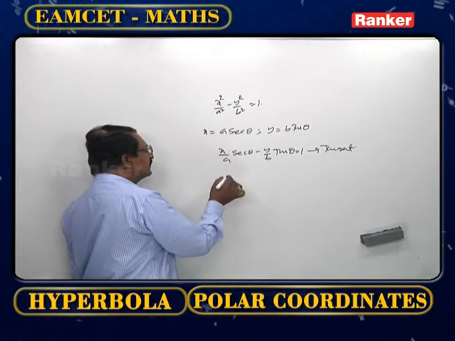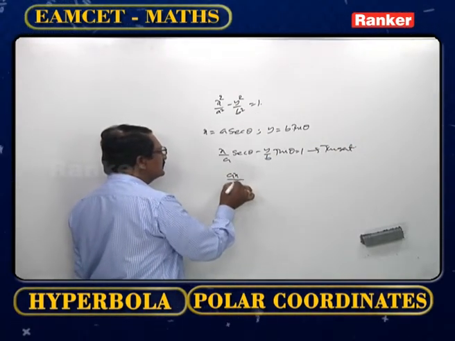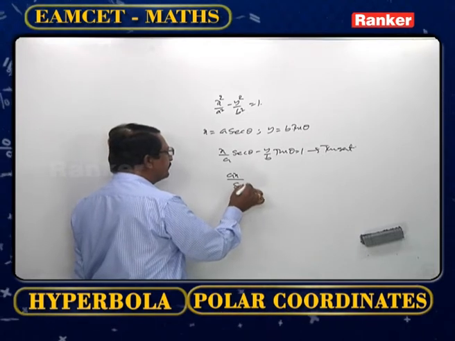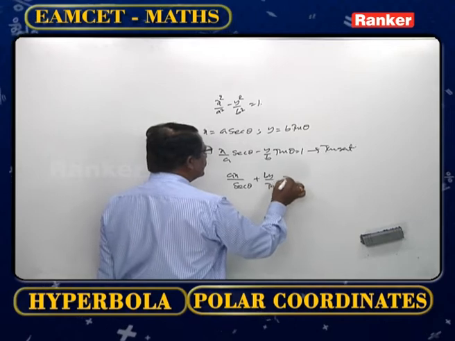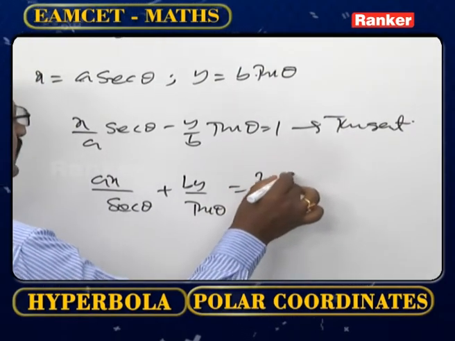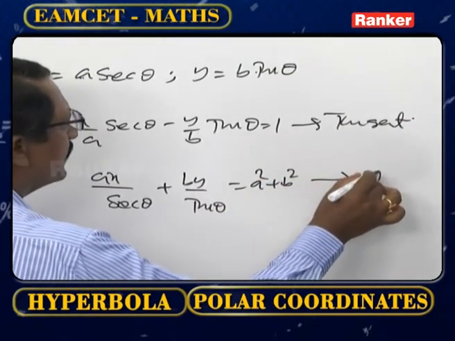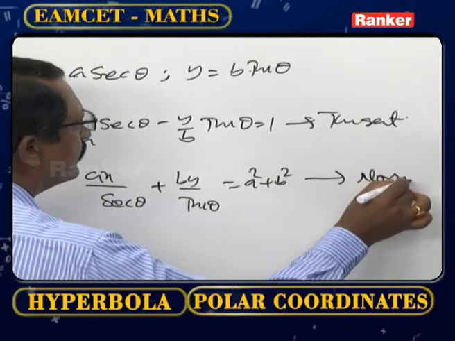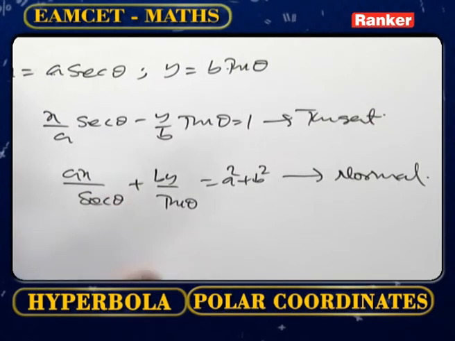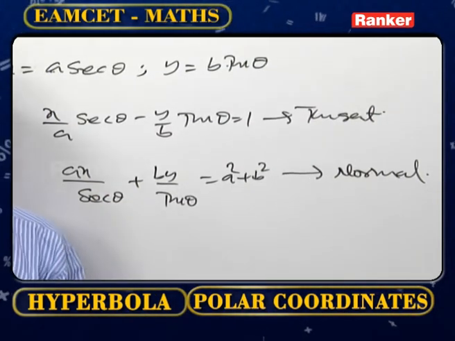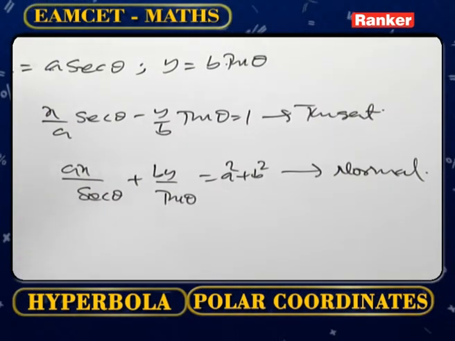Now the equation of the normal at the point theta is ax by sec theta plus by by tan theta equals a square plus b square. This is the equation of the normal at the point theta.